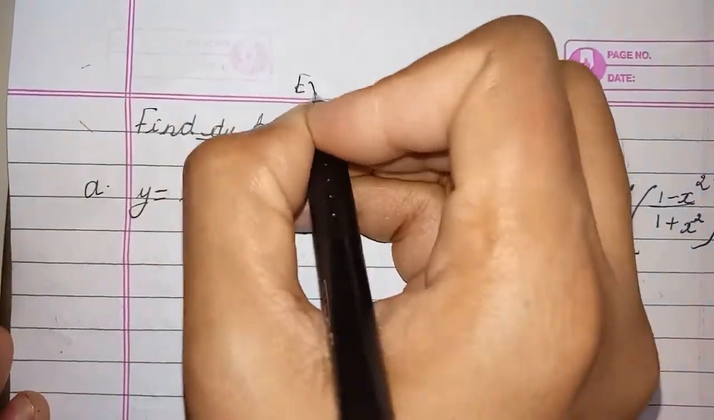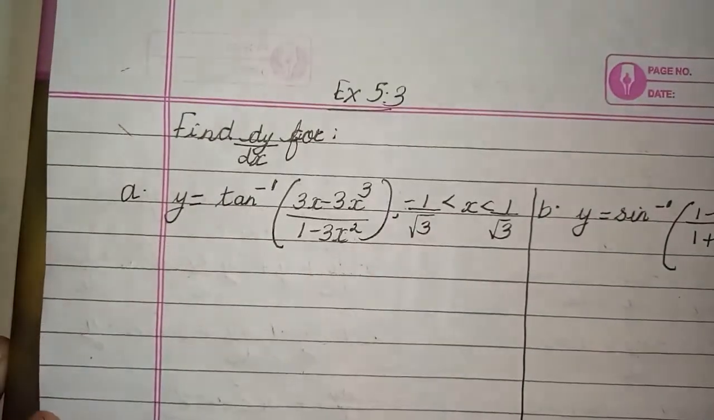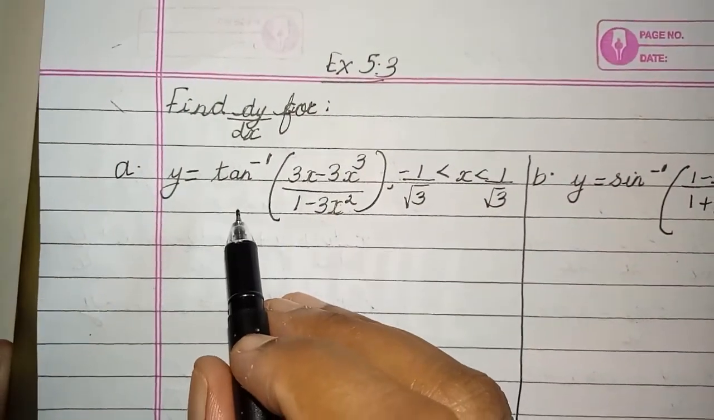Good morning, children. Let us continue with exercise 5.3, derivatives of implicit functions. This time we are going to do it with inverse. Okay, inverse also. Implicit functions with inverse.